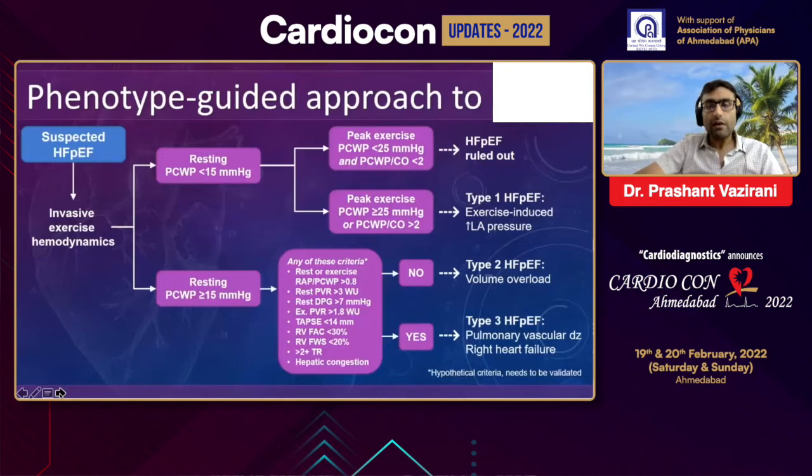So phenotype guided approach to HFpEF: any patient with suspected HFpEF on invasive exercise hemodynamics, if your resting PCWP is less than 15, and on peak exercise, if it is not increasing to more than 25, then HFpEF is ruled out. If it is increasing to more than 25 on exercise, then this is type 1 HFpEF, which is exercise induced LA pressure increase. And on resting, if your PCWP is more than 15, and if any of these criteria are there, then this is type 3 HFpEF, which is pulmonary vascular disease or right heart failure. If it is not there, then this is type 2 HFpEF, which is volume overloaded.